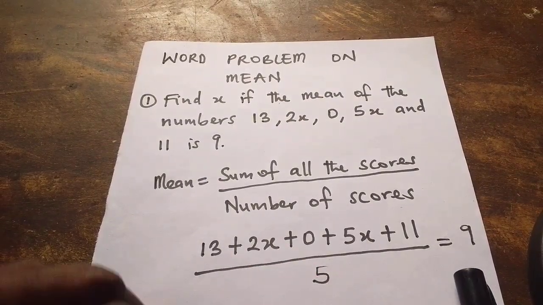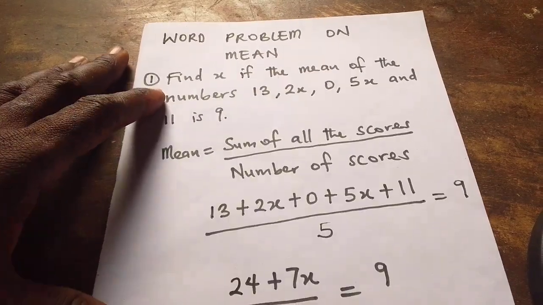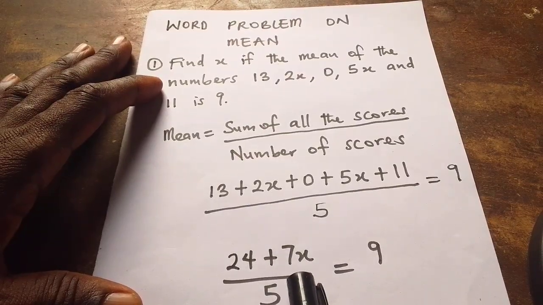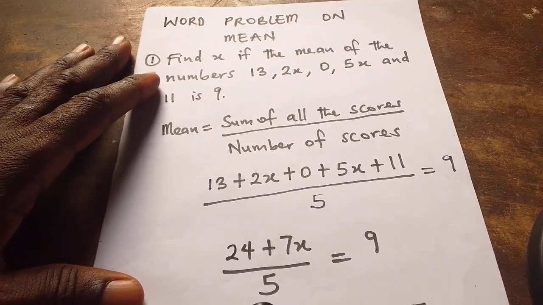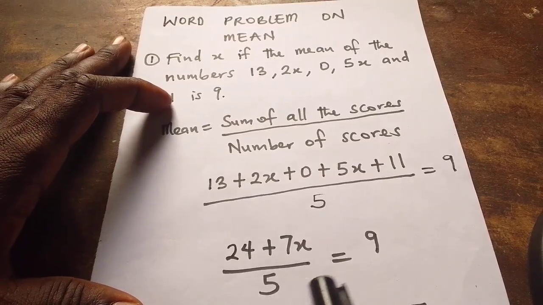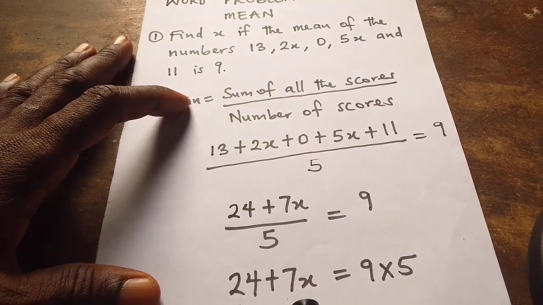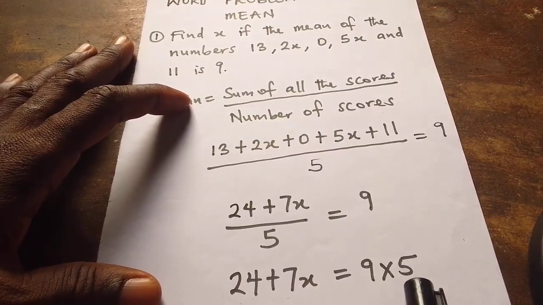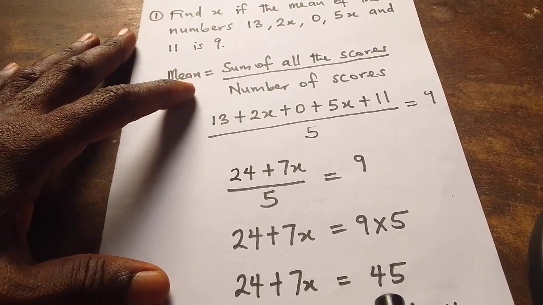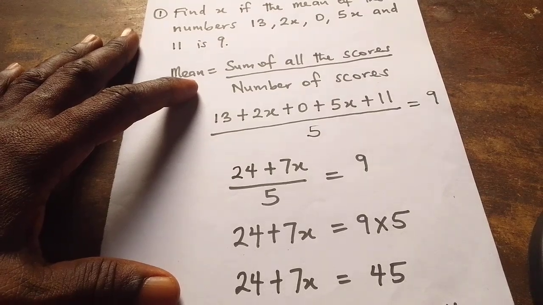So if you now add 13 plus 11 will give us 24. 2x plus 5x will give us 7x, divided by 5 should be equal to 9. So if you cross multiply, you are having 24 plus 7x equals 9 times 5. So 9 times 5 will give us 45. So from here you bring this constant to this side.